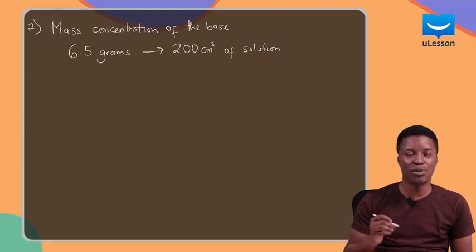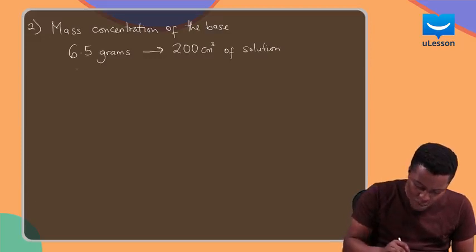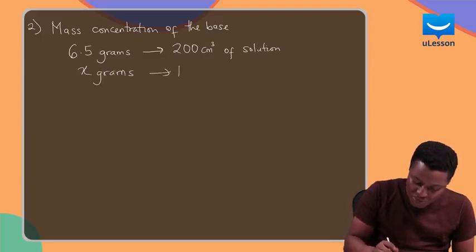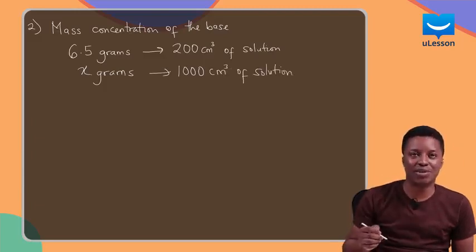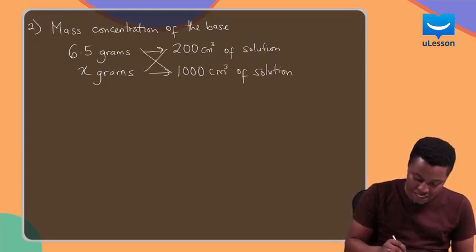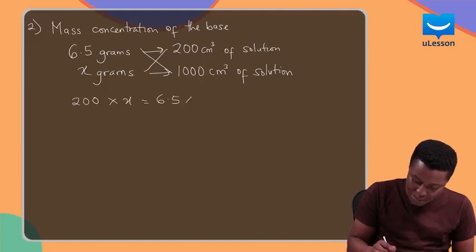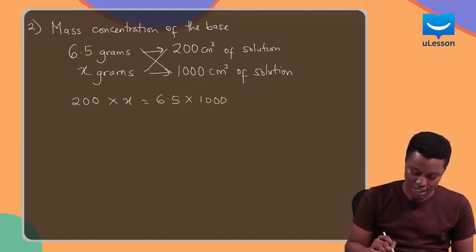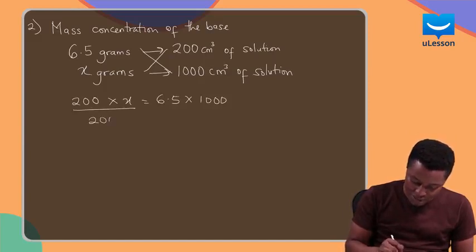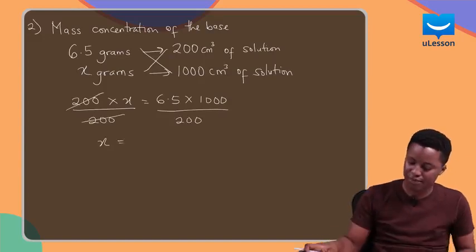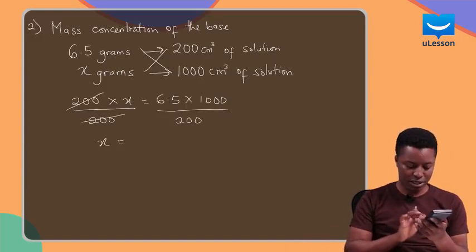So all we have to do is say that since 6.5 grams of the substance, that is the base, is dissolved in 200 cm cubed of solution, then we'll ask ourselves how many grams, let's represent that grams with X, will be dissolved in 1000 cm cubed of solution. Now to find the value of x here, we have to cross multiply. This gives us 200 times x equals 6.5 times 1000. Now to find the value of x, we divide both sides by 200.